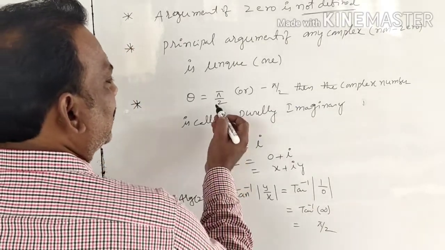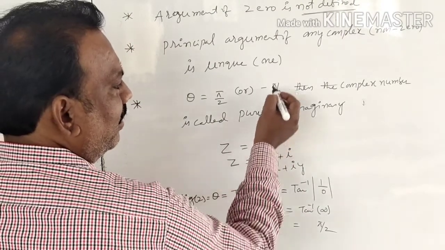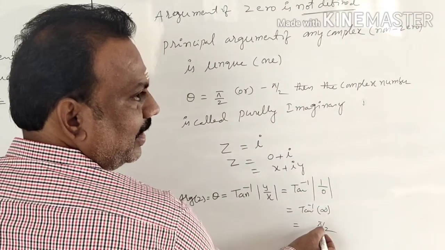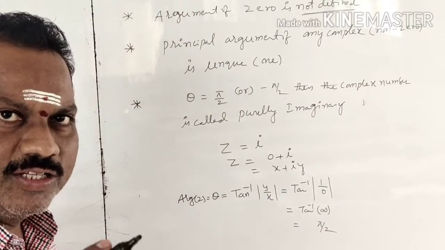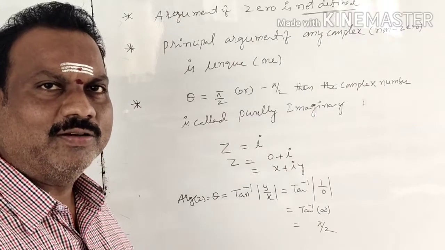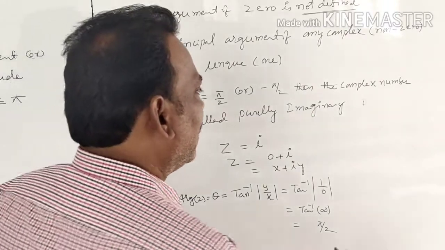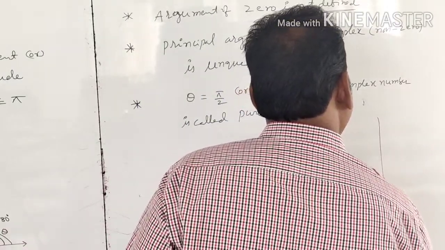So I told you here plus pi by 2, minus pi by 2. If you take minus i, you will get minus pi by 2. This is the argument, correct or not? If you take minus 2i, minus pi by 2; minus 3i, minus pi by 2; minus 4i, minus pi by 2; minus 5i, minus pi by 2. That means you remember, students?